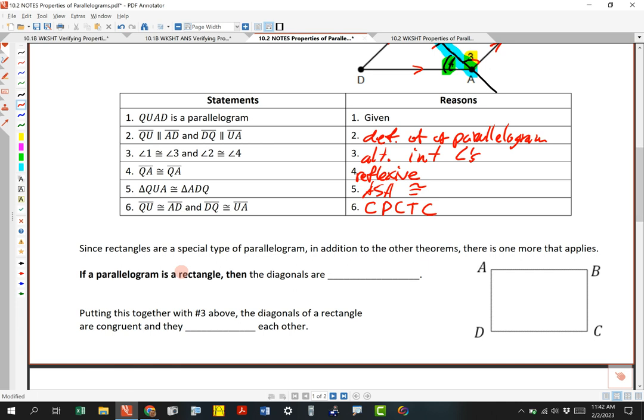Okay, we'll slide down here. Since rectangles are a special type of parallelogram, in addition to these other theorems, there's another one that applies. And that is if a parallelogram is a rectangle, then the diagonals are, what is it? Congruent. Because if you think about this, I'm going to shrink this down just a little bit.